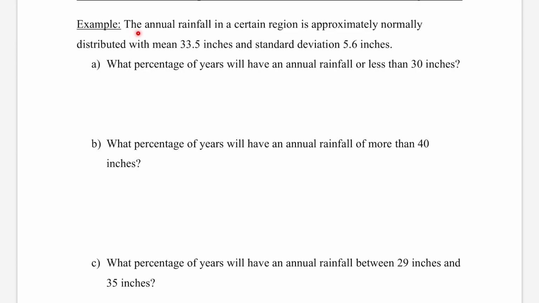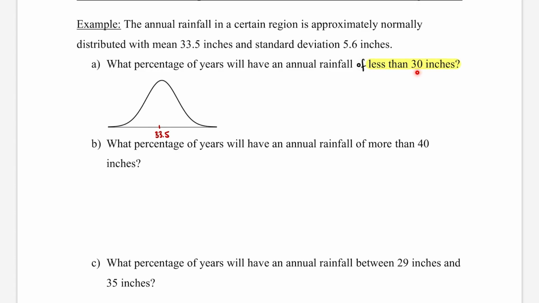Example: the annual rainfall in a certain region is approximately normally distributed, with mean 33.5 inches and standard deviation 5.6 inches. Question A: What percentage of years will have an annual rainfall of less than 30 inches? Let's go ahead and draw the graph for this distribution. I have a normal distribution with mean of 33.5 inches. And the question is asking for the percentage of the rainfall that is less than 30 inches.